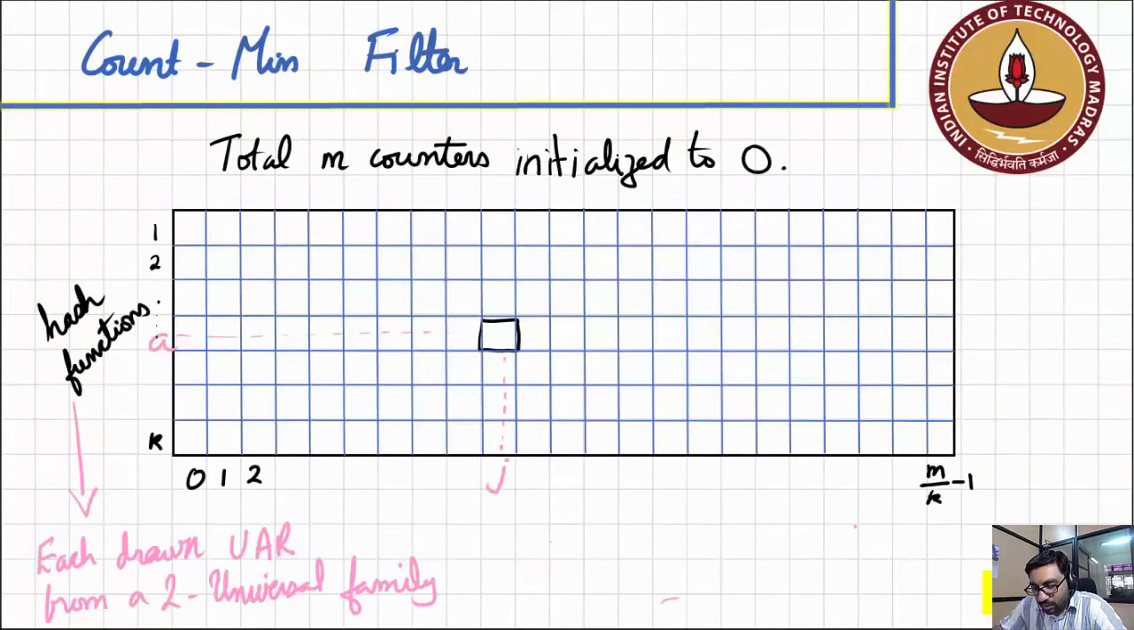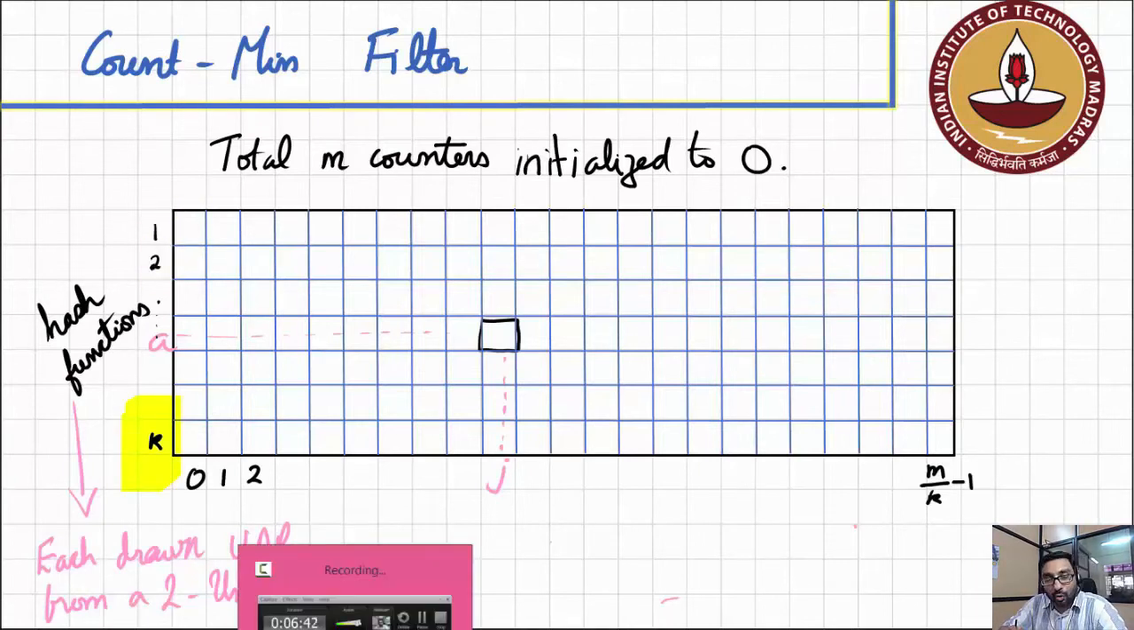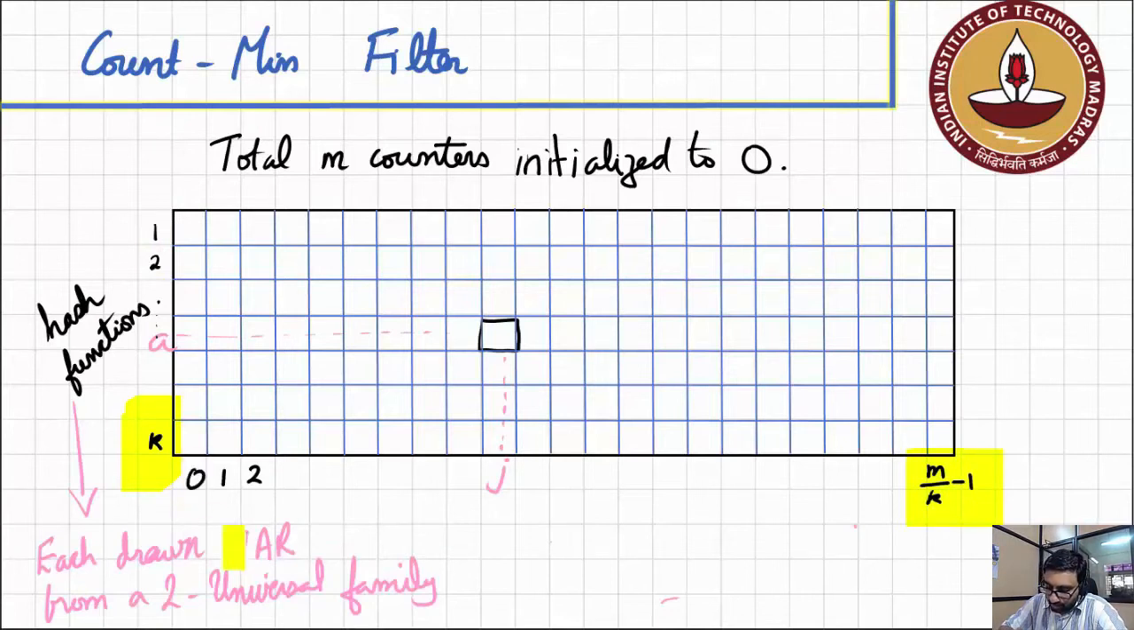The solution to this problem is via the count min filter, and this, as you can imagine, uses hashing, but in a very interesting way. We're going to maintain some number of counters. In particular, we're going to maintain m counters, but we're going to lay out the counters in a two-dimensional array form. So there are going to be k rows and m over k columns. Keep in mind that it's starting at 0 here. And each row corresponds to a hash function. So this row A corresponds to hash function HA. Each of these hash functions is drawn uniformly at random from a large 2-universal family of hash functions.